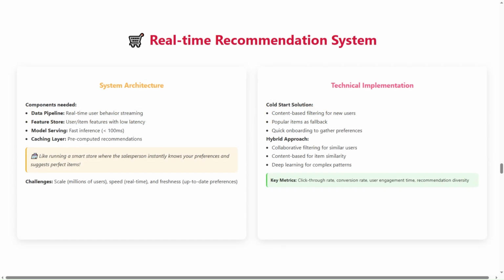Building recommendations that feel like magic. System architecture. Components needed include data pipeline for real-time user behavior streaming, feature store for user item features with low latency, model serving for fast inference under 100 milliseconds, and caching layer for pre-computed recommendations.